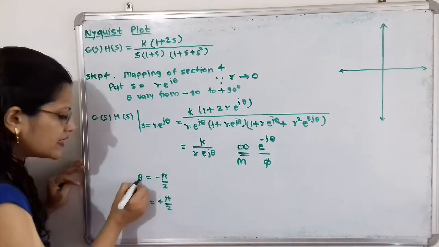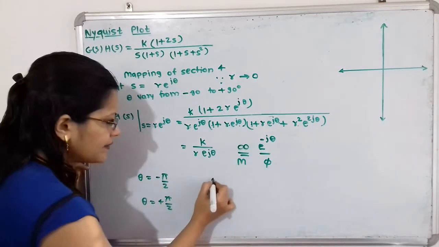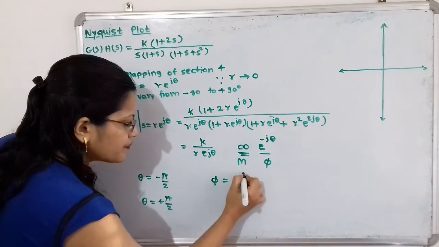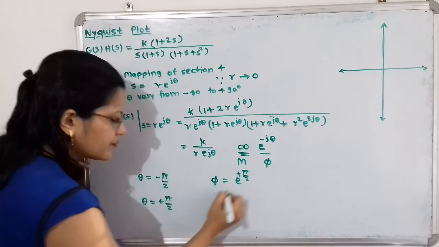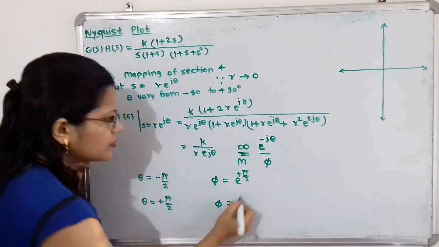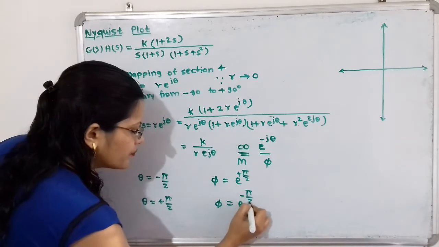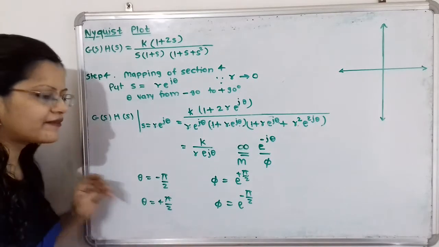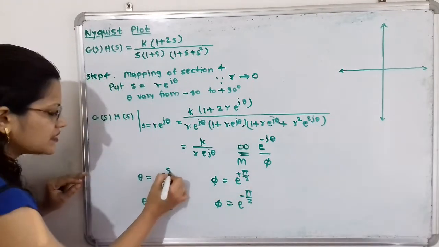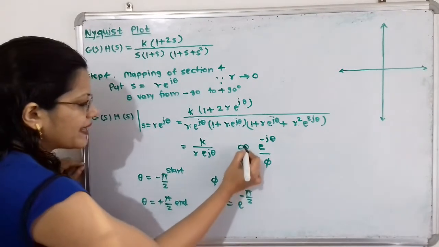So when I put theta is equal to minus pi by 2, then what is the phase angle phi? That is minus minus will become plus, e raised to plus pi by 2. And when theta is equal to plus pi by 2, then what is the phi? So this plus minus, that is minus e raised to minus pi by 2. So this is the phase angle phi that will vary from plus pi by 2 to minus pi by 2, because this is the start and here is the end. And what about magnitude? Magnitude is infinity.